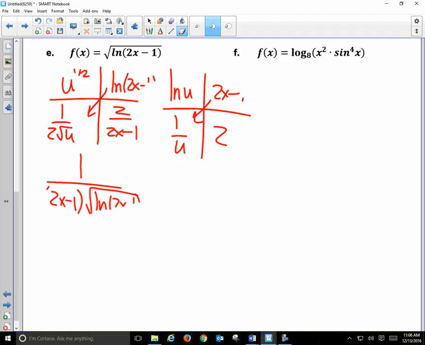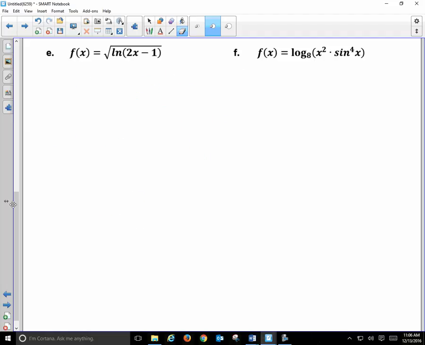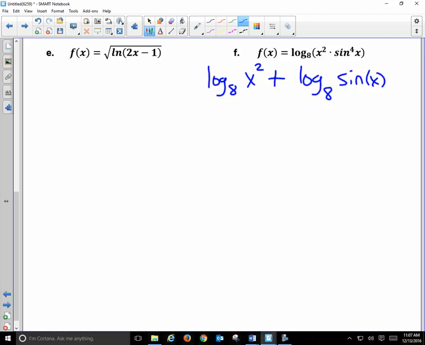All right, letter F. These are written as products. Hey, let's make life easier on ourselves. Instead of writing it as a product, we could separate it using addition. So I have log base 8 of x squared plus log base 8 of sine of x to the 4th power. That's what that means. So what should I do now? Put them out front. So f of x, and I still haven't taken the derivative, this is still the function, is equal to 2 log base 8 of x plus 4 log base 8 of sine of x.